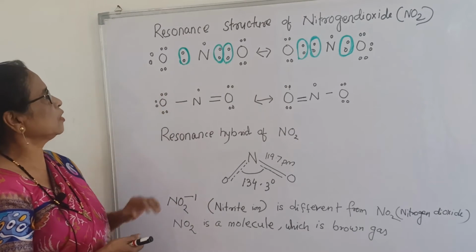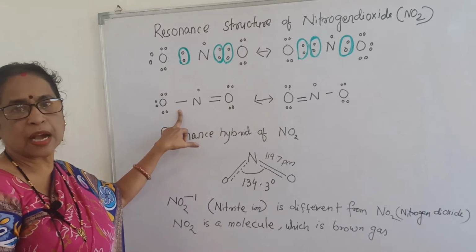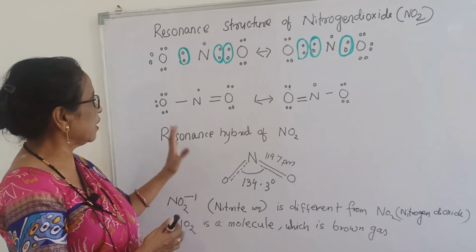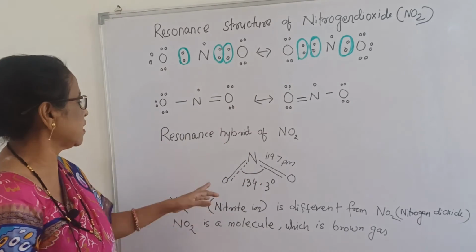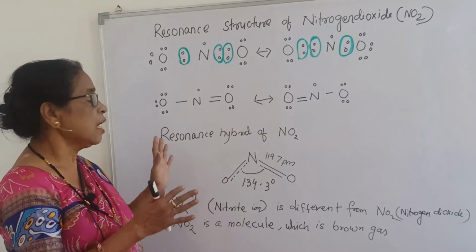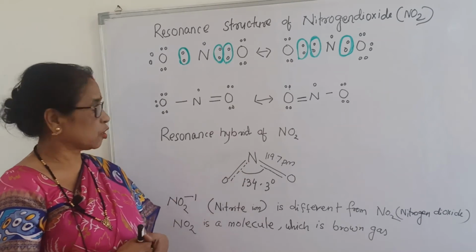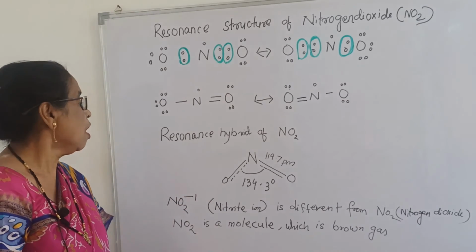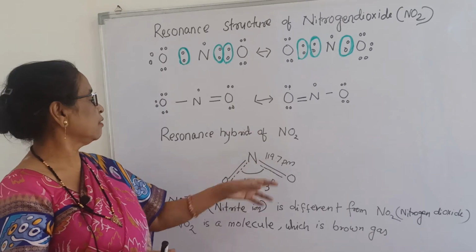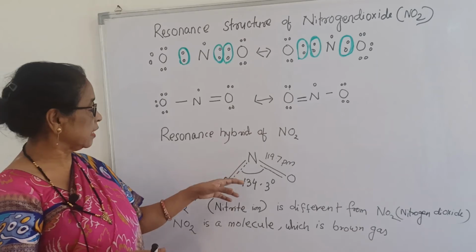Now these are the resonance structures, which you can represent by electrons only, or you can represent by bonds. And now what is the resonance hybrid? When you mix these two structures, then it happens, and here the dot-like structure, where one is a single bond and one is a pi bond, that is localized. That is why you can write it like a dot structure where the angle is 134.3 degree, and the length is 119.7 picometer. Now this is very important.